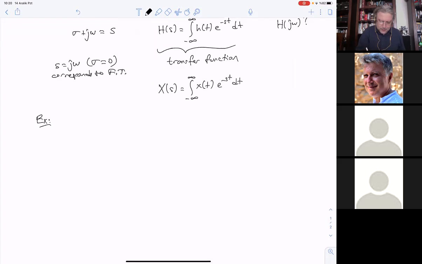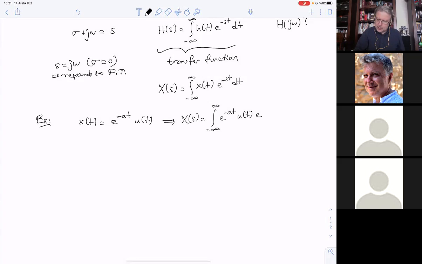From the examples, it will be a relief to you to find the answer, and it so much resembles the Fourier transform. It's even easier than the Fourier transform. x of t is equal to e to the minus at u of t. And we know the Laplace transform formula: the integral from minus infinity to infinity of x of t, which is e to the minus at u of t, times e to the minus st dt. This is the integral that we need to evaluate.